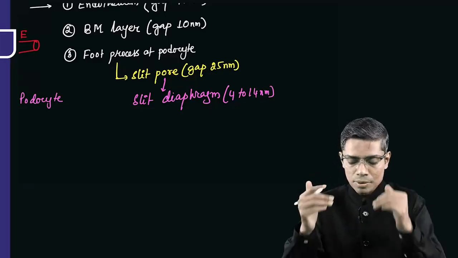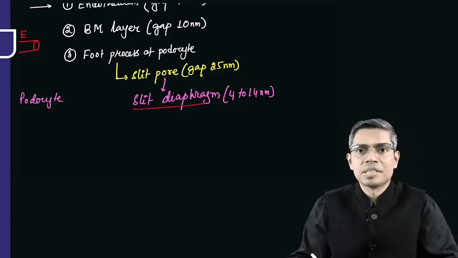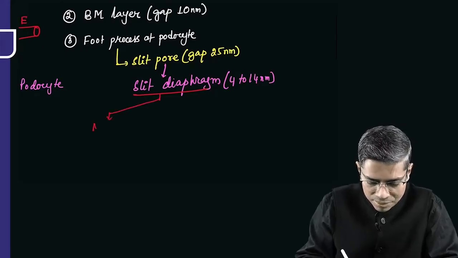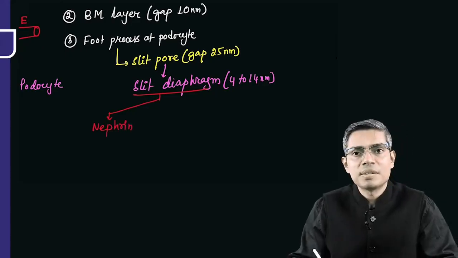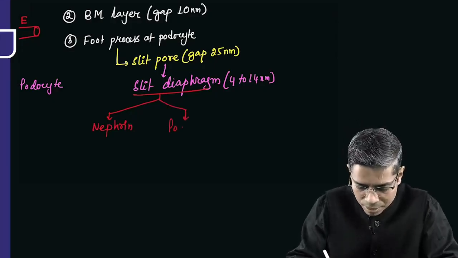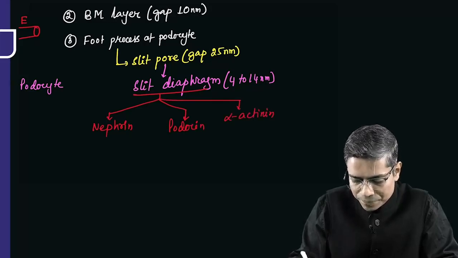proteins. And you know, the proteins which are forming this slit diaphragm, you have to remember the names of these proteins. Number one, I'm writing here nephrin. Okay, you must have heard this name, nephrin protein, which is forming this slit diaphragm. Podocin protein. Okay, podocin protein, right? Not only that, alpha actinin protein, right?